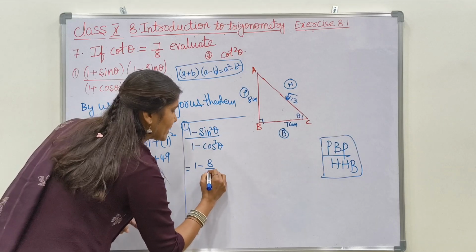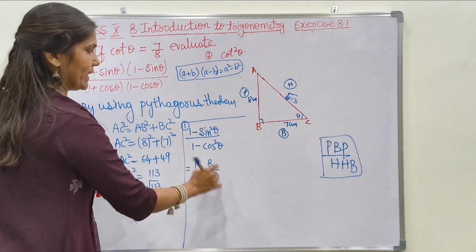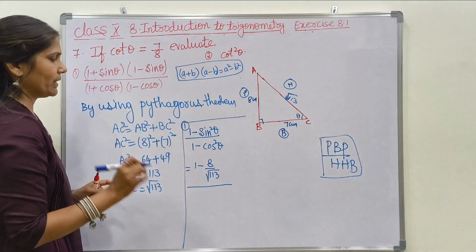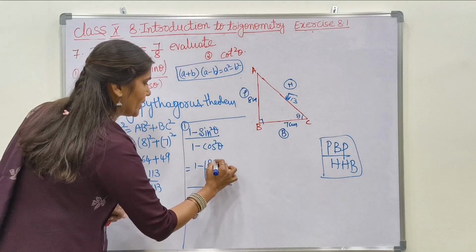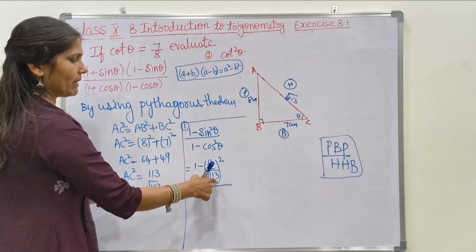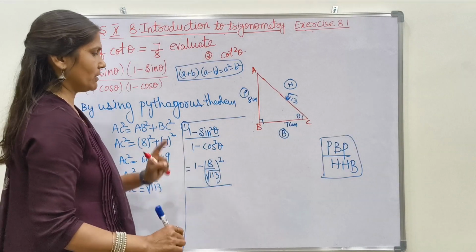√113. Try to understand this question. 1 minus 8 by √113, divided by, carefully listen, this square is there. A square means 1 square means 1 only. 1 minus 8 by √113 whole square.